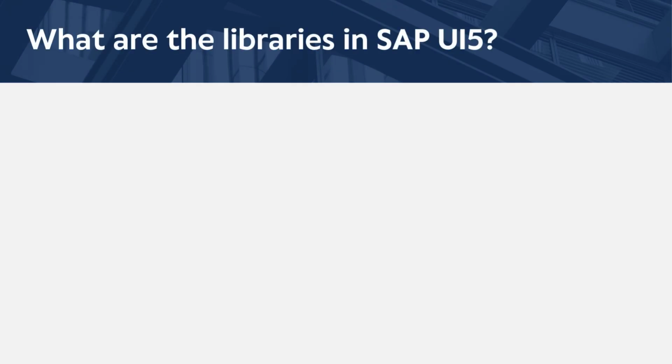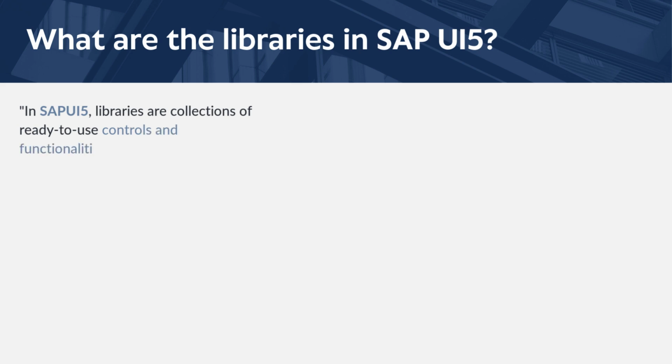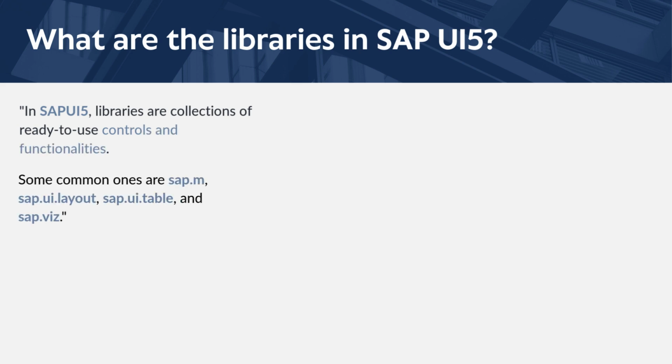Second question is, what are the libraries in SAP UI5? In SAP UI5, libraries are like toolkits that contain ready-to-use controls and features. Instead of coding everything from scratch, you just use these controls from the libraries. So here are some popular libraries given below.